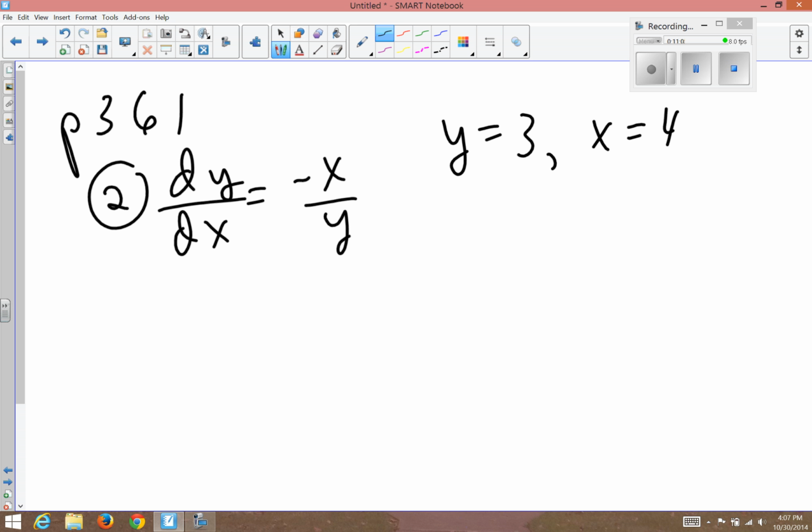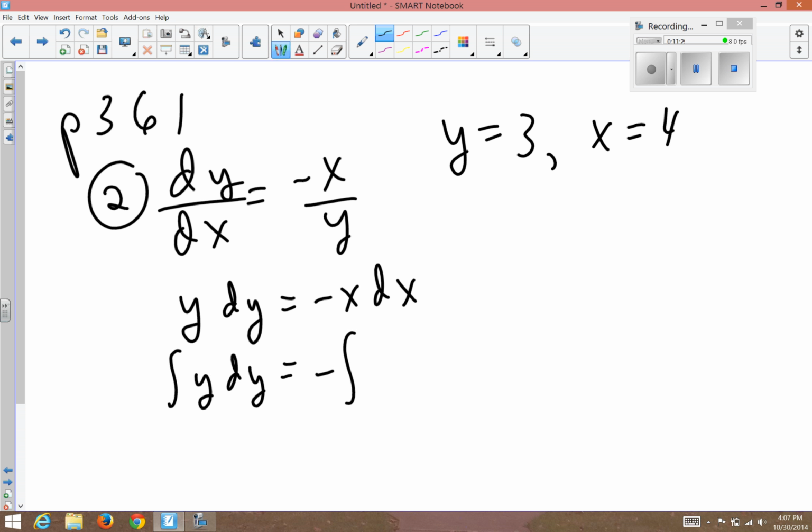This is called a differential equation because it has a derivative. We're going to start by cross multiplying. Multiply across y times dy equals negative x times dx. That we just got by cross multiplying, and now we're going to integrate both sides. The integral of y dy is y squared over 2. Copy the equals, copy the negative. The integral of x dx is x squared over 2. Don't forget to write plus c on one side or the other, not both sides.